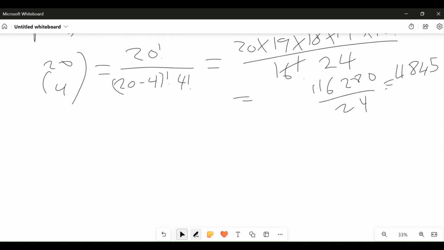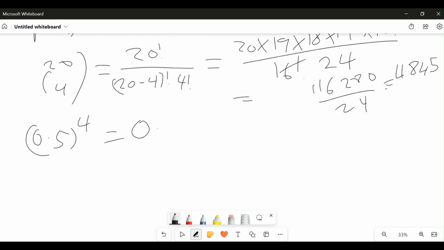So now we have to find the probability of success raised to power 4. That's 0.5 raised to power 4. When you press 0.5 raised to power 4 on your calculator, what do you have? 0.063 approximately. Also, when you have 0.5 probability of failure raised to power 16, when you press that on your calculator, what does that give you?